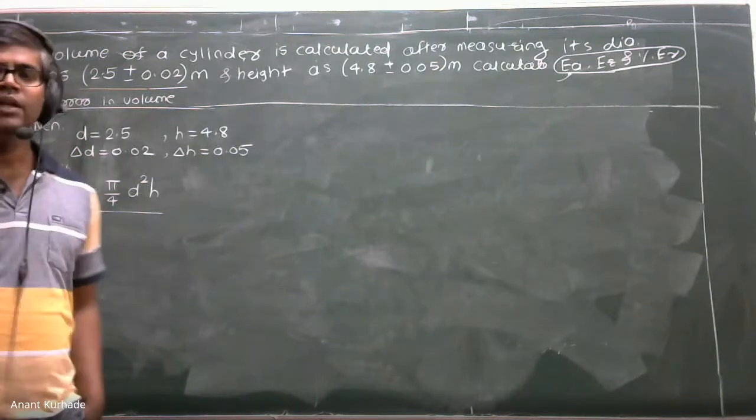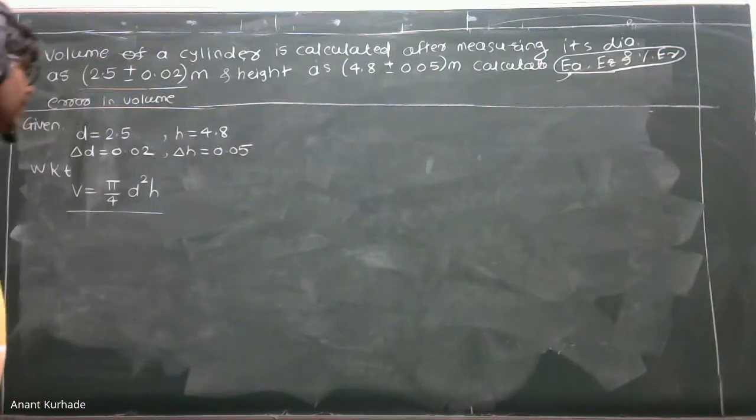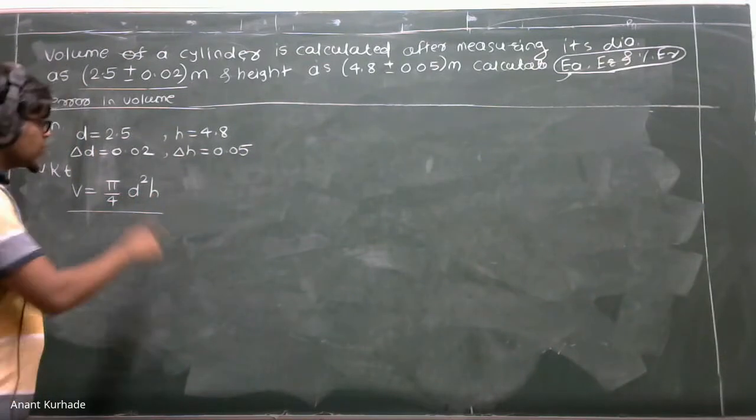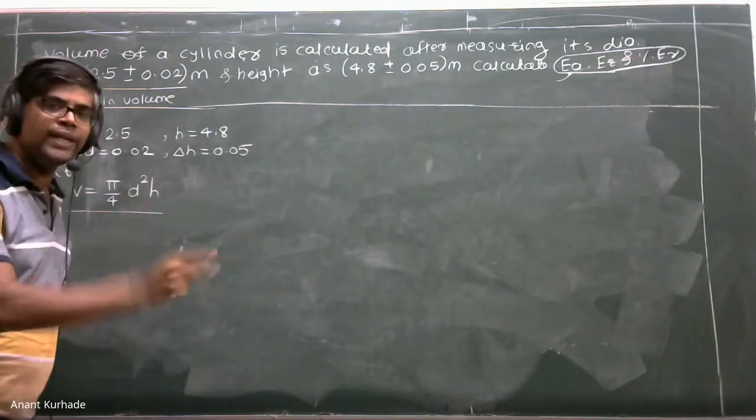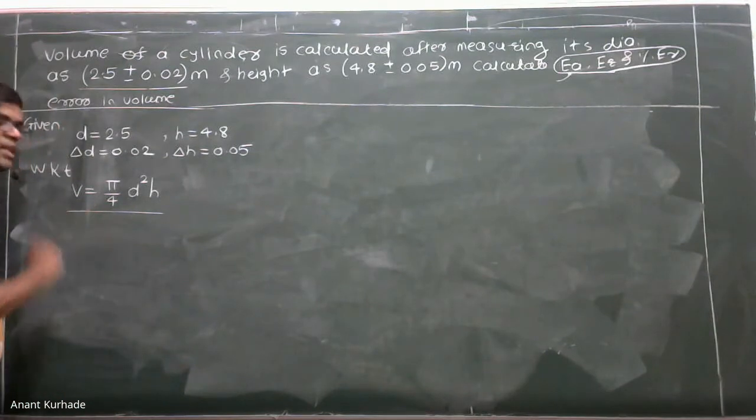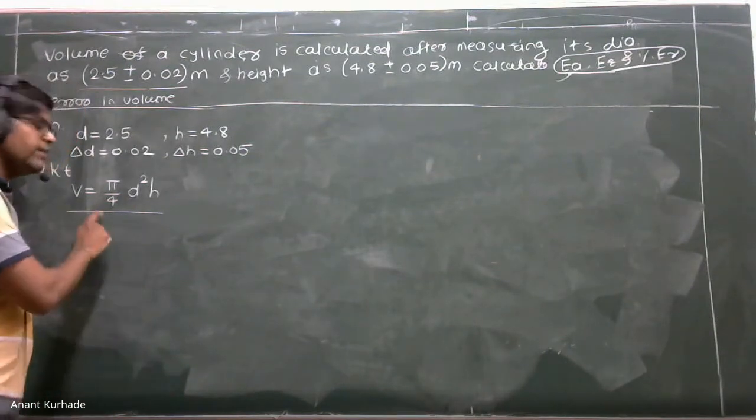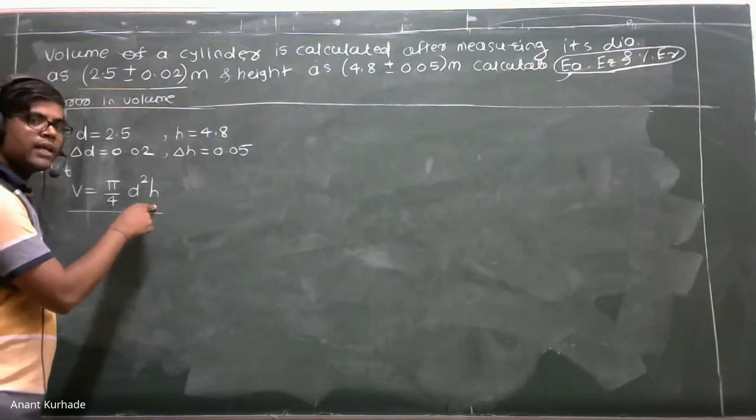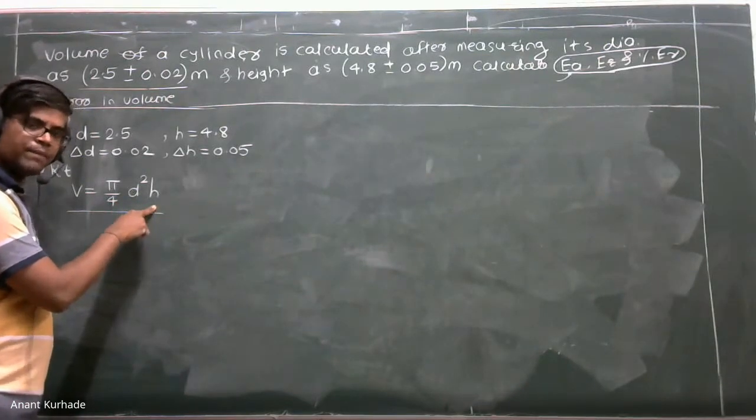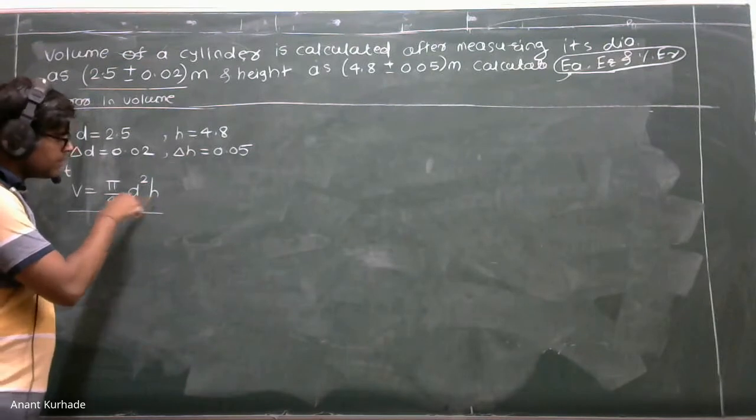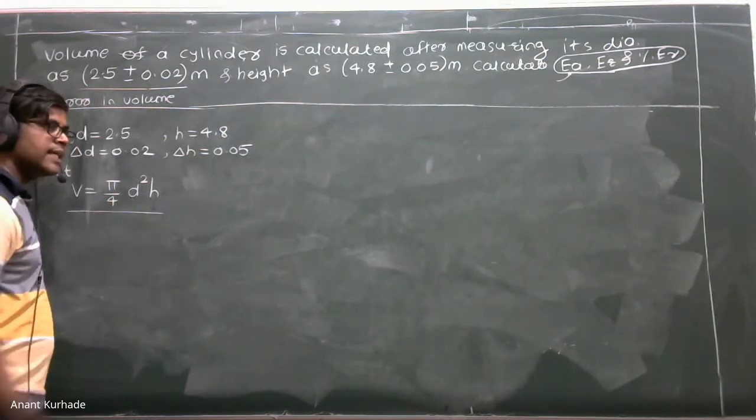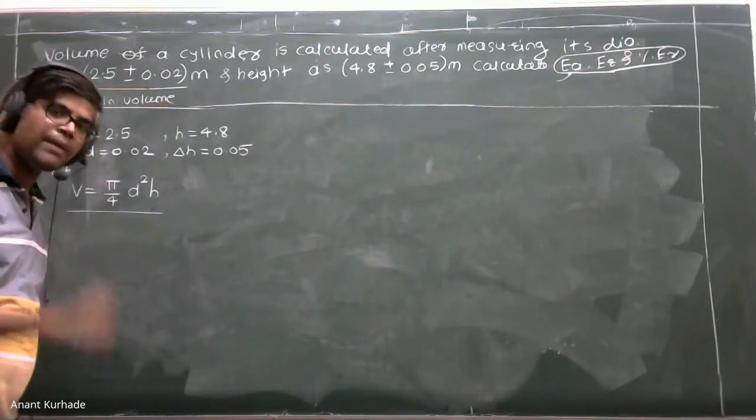First step, please check how many variables there are. It is d and h, so two variables. Take its partial derivative. While taking the partial derivative, we take the derivative of the first variable keeping the second one constant. Next, take the derivative of the second variable keeping the first one constant, and multiply by the error.